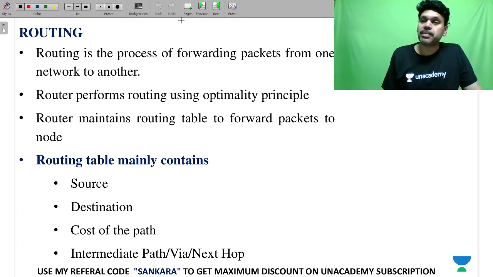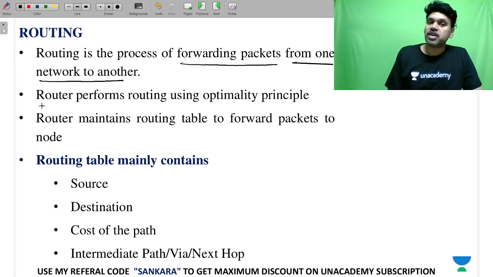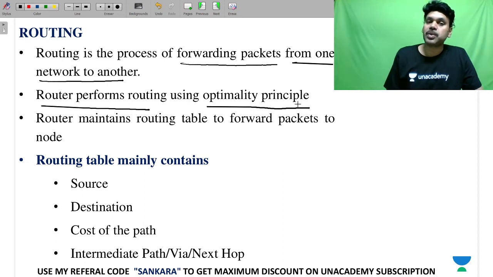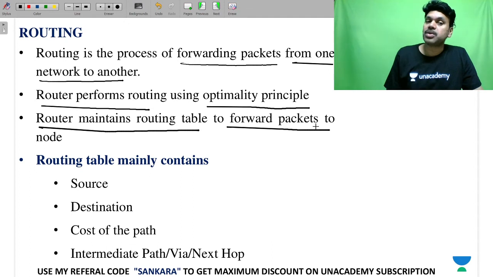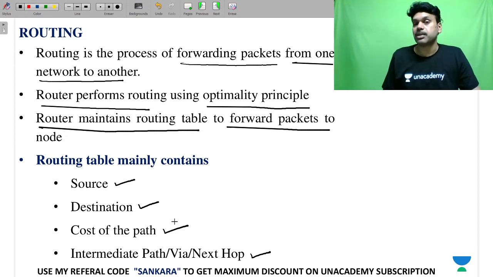So what is routing? Routing is the process of forwarding the packets from one network to another network. A router performs the routing using the shortest path, the optimality principle. A router maintains a routing table to forward the packets. And a routing table mainly contains source address, destination address, next hop or intermediate node, and the cost of the path.